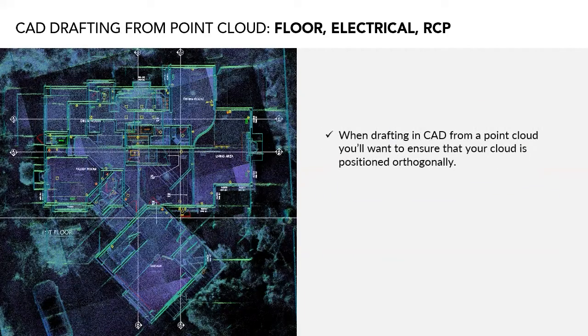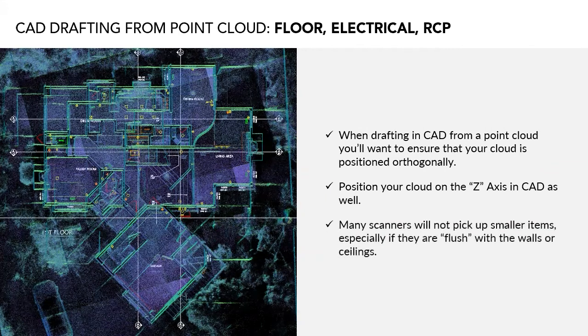Okay, so CAD drafting from your point cloud, looking at floor, electrical, and RCP. So let's talk about drafting these plan items from a cloud in AutoCAD. As mentioned, when drafting in CAD from a point cloud, you'll want to ensure that your cloud is positioned orthogonally so that you can use the ortho function to draw your CAD lines in nice 90-degree angles when needed. Positioning your point cloud on the Z-axis in CAD is also desirable for a number of reasons. You should be able to derive all of the walls, doors, and door swings straight from the point cloud.